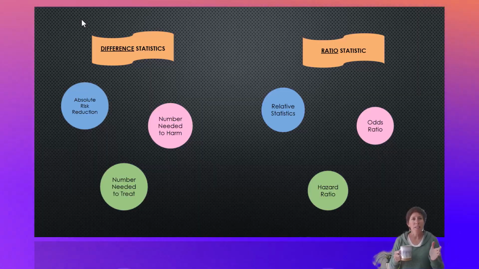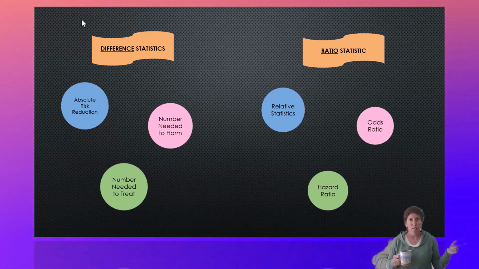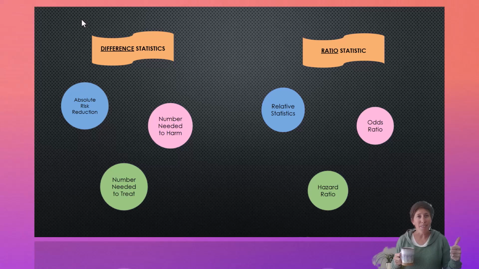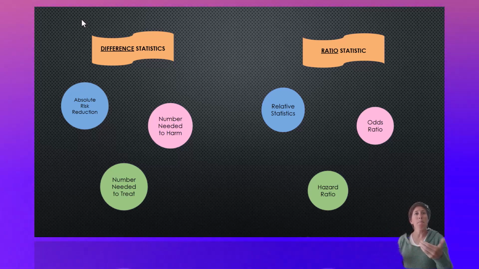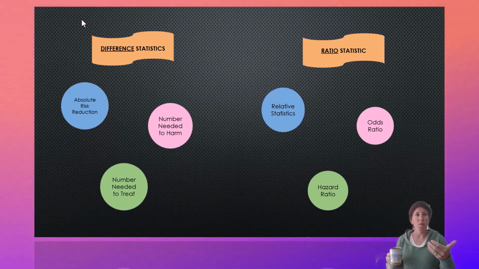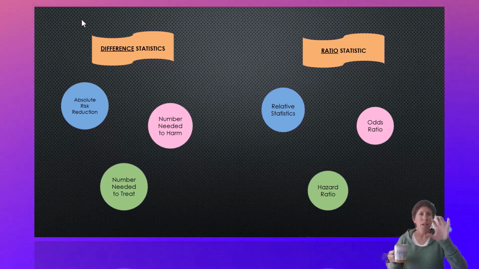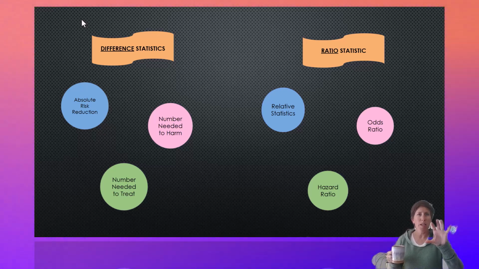So in this lesson, we're going to talk about difference statistics and ratio statistics. Difference being mathematically, we got these values by subtraction. Ratio, meaning mathematically, these values were found by division. Here, these terms are the specific terms that you are going to run into as you read your research article.